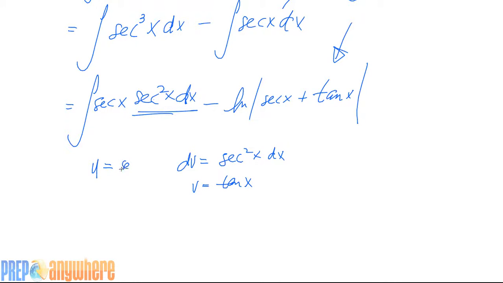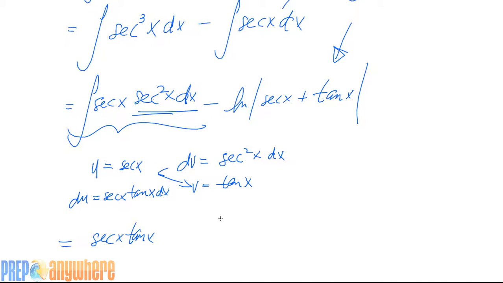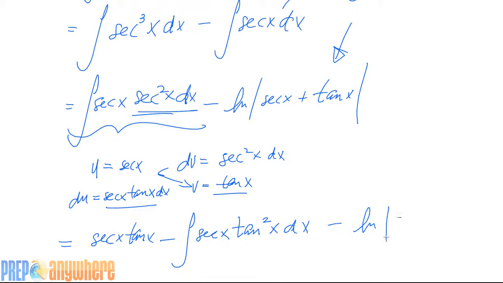So let's let u equal secant of x, and du is equal to secant of x tangent of x dx. So this whole thing here can be replaced with secant of x tangent of x. So multiply the u and v, and subtract the multiplication of this and this, which gives you secant of x, tangent squared x dx.